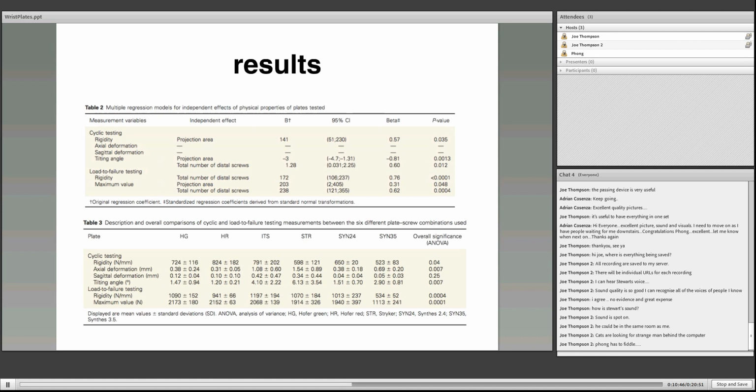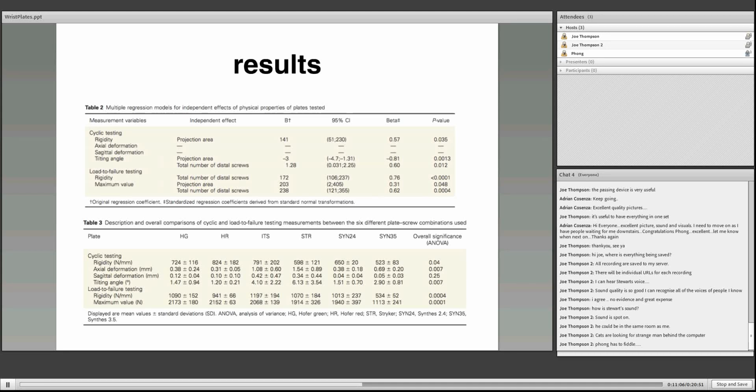Now this again, due to the formatting, is not coming up particularly well. There's a few things that are slightly questionable in their data. So if we look at the cyclical testing, the tilting angle, their assertion that the tilting angle is related to the projectional area of the distal screws.